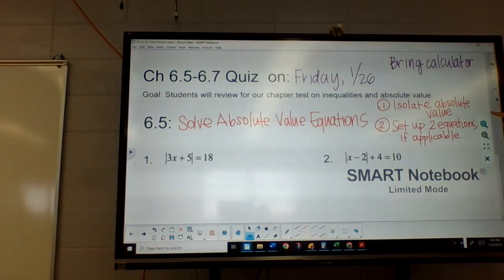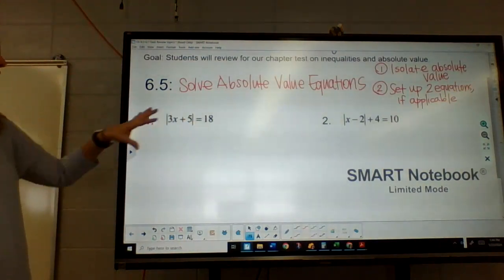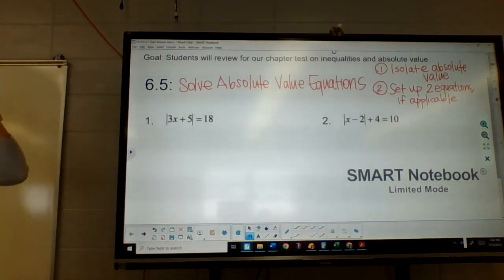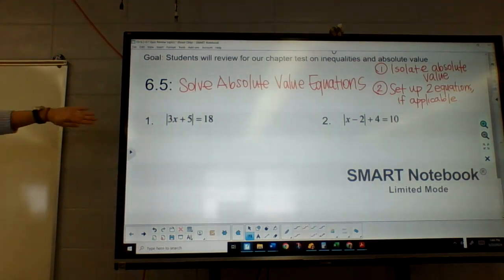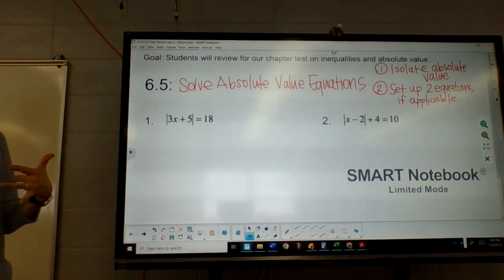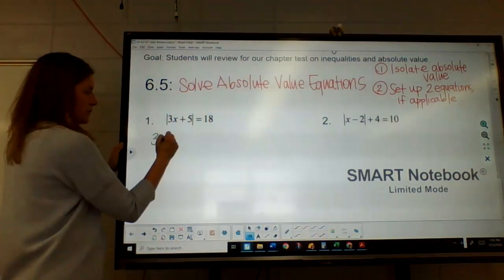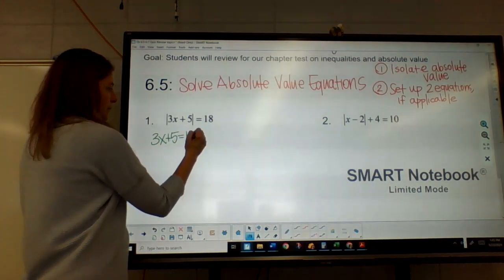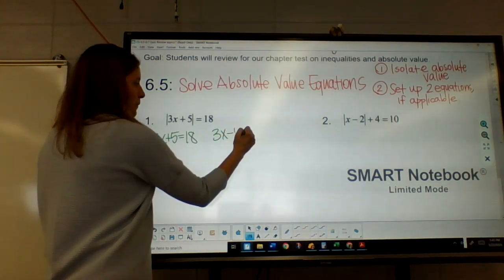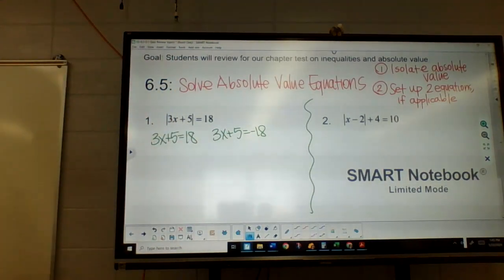So this first one, the absolute value is already isolated for us. We have the absolute value of 3x plus 5 equals 18. So we're ready to set up our 2 versions. And this is where I covered it up with the heart and asked, what could be underneath here? If I asked what's inside the absolute value, you would see either 18 or negative 18. So that's where we set up our 2 equations. We have our 2 equations here. Please be doing this with us.